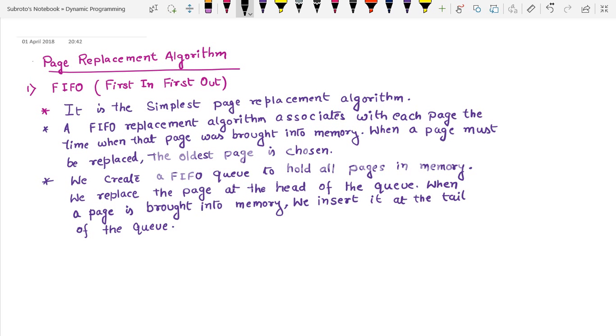The second thing is a FIFO replacement algorithm associates with each page the time when that page was brought into memory. When a page must be replaced, the oldest page is chosen. The third point is we create a FIFO queue to hold all pages in memory. We replace the page at the head of the queue. When a page is brought into memory, we insert it at the tail of the queue.